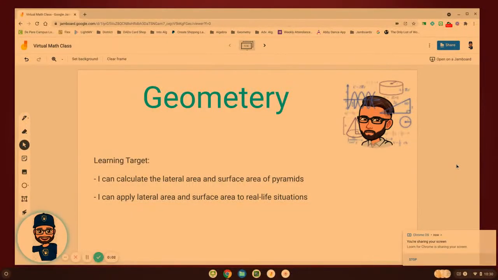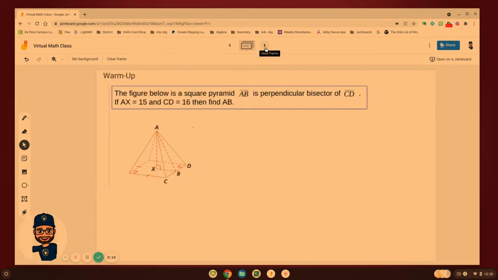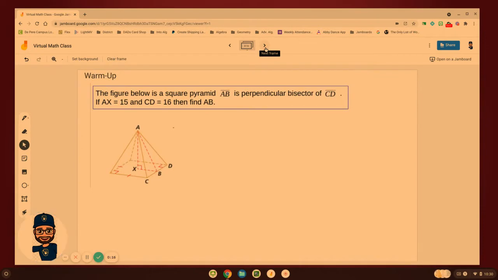Hello, geometry students, and welcome back to another video lesson as we continue exploring 3D objects, more specifically the surface area of pyramids today. We're going to look at pyramids. Got a warm-up question first. The figure below is a square pyramid where AB is the perpendicular bisector of CD, which makes it unique.